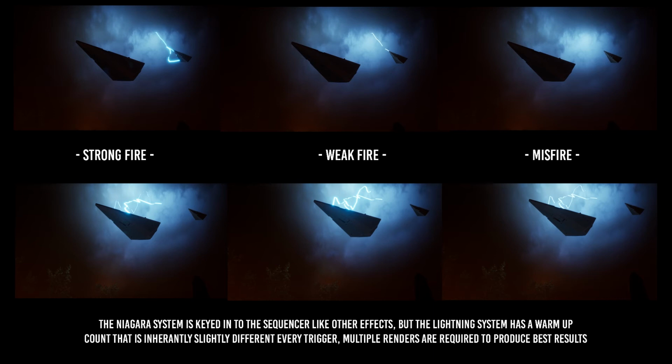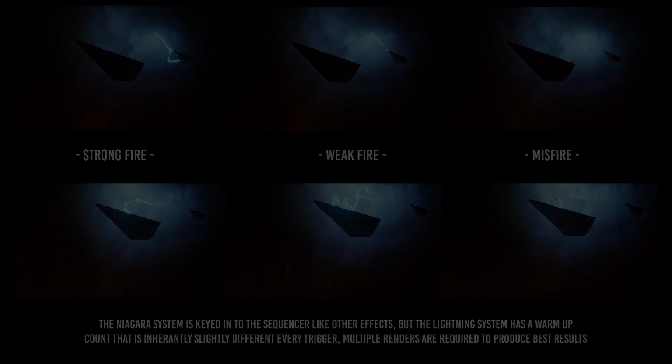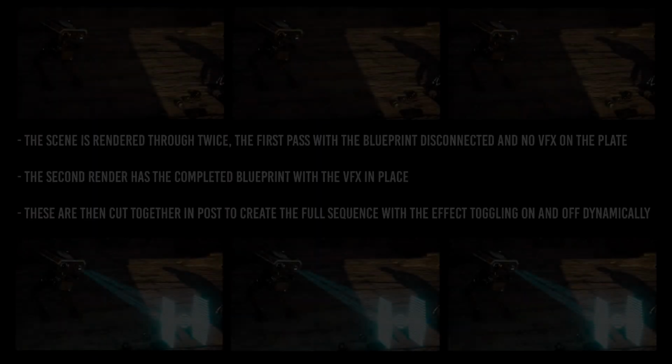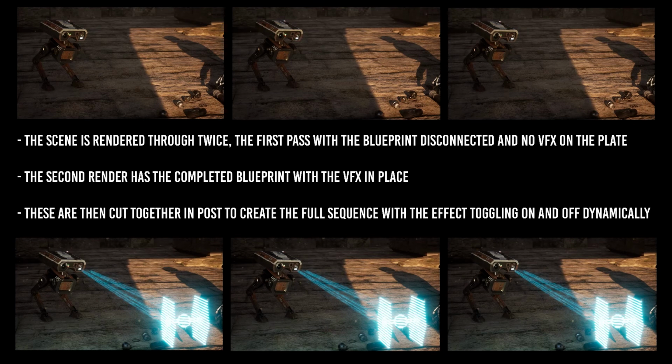There were occasions where certain systems did not function in this respect, so more creative methods had to be used to achieve an end result. An example of this is the TIE Fighter hologram scene. This effect could only really be toggled on and off through the level blueprint, so my workaround was to simply render the whole scene twice, one with it connected and one without, then stitch the renders together in post to simulate the effect of it toggling on and off.